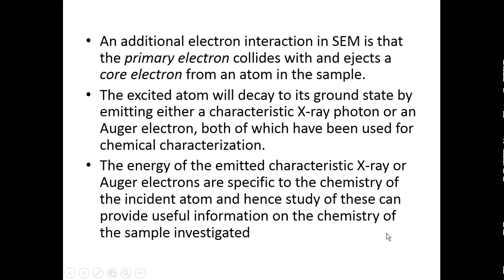So, for chemical characterization, we can make use of these studies: how many X-ray photons are produced, and what Auger electrons are produced and their characterization. That will give you the understanding with regard to the chemical characterization of the material surface. Okay.